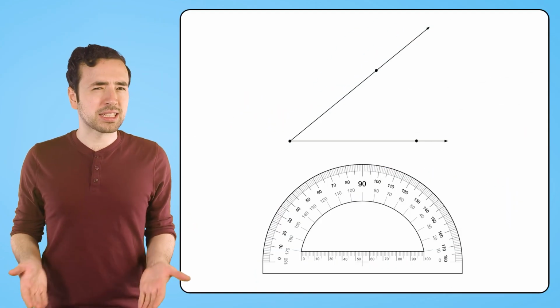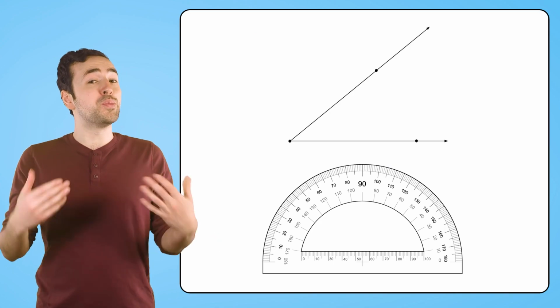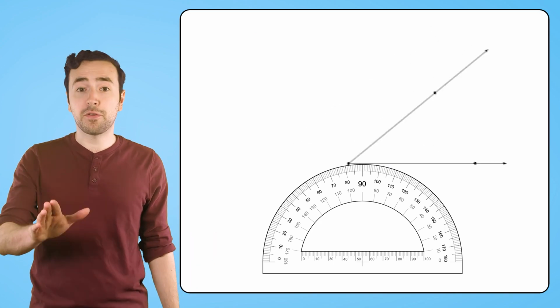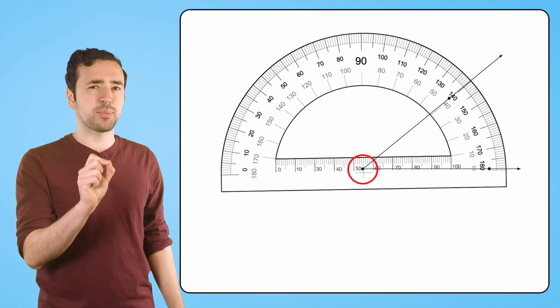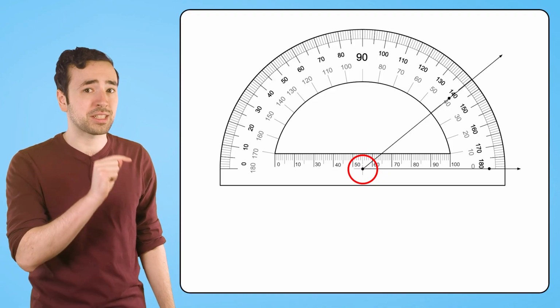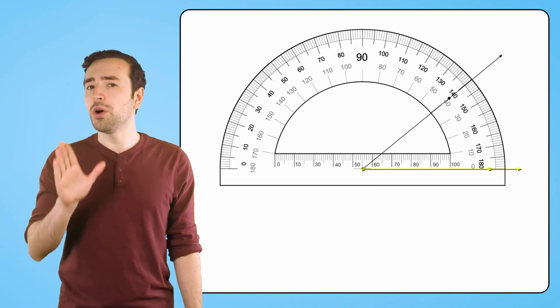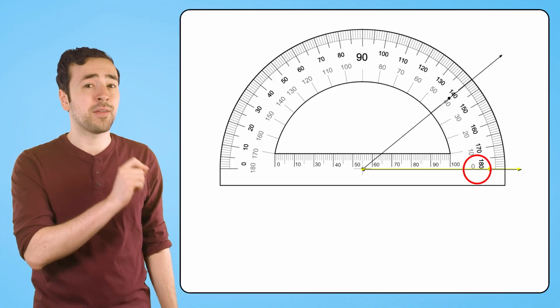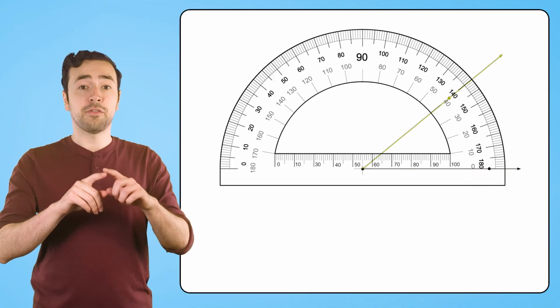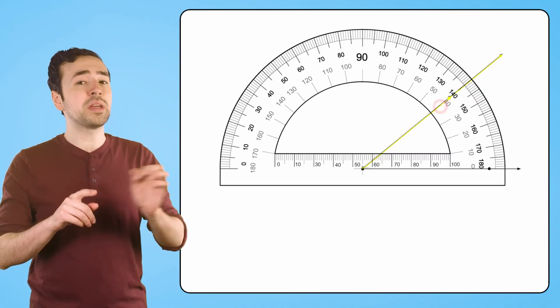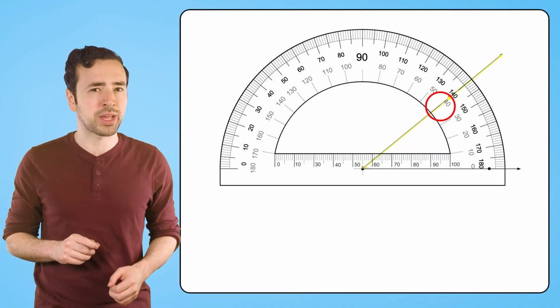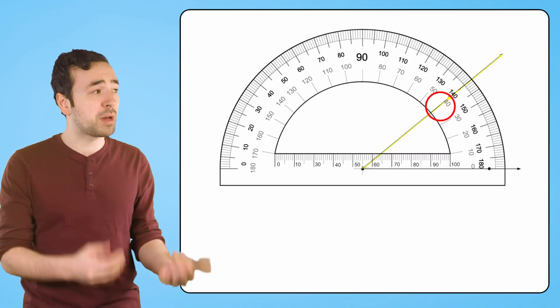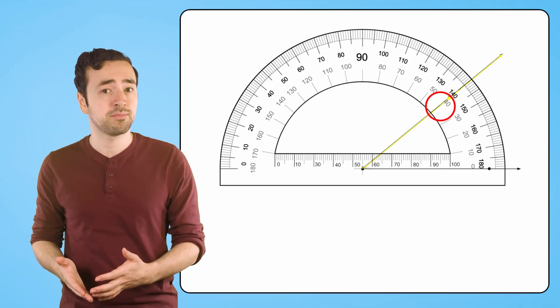Now that you know how to classify angles, you should really learn how to measure them with a protractor. First, line up the center of the protractor with the vertex of the angle. Make sure one ray of the angle lines up with 0 degrees on the protractor. Then follow the other ray and read the measurement where it crosses the number scale. That number tells you the angle's measurement in degrees.